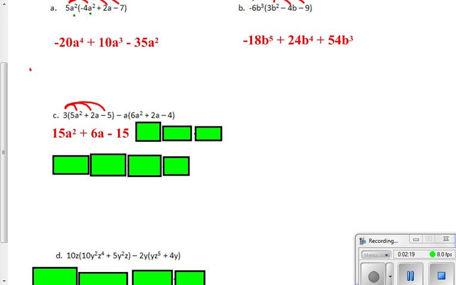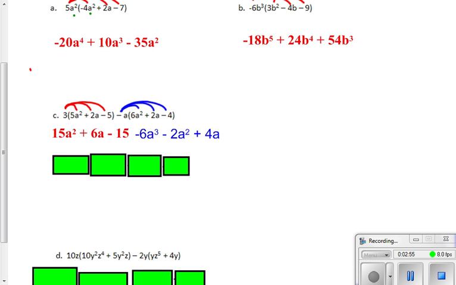The second group, you are distributing a negative a. So I'm going to distribute my negative a into all of those terms. Negative a times 6a to the second, I would get negative 6a cubed. Negative a into 2a is a negative 2a squared, and negative a into a negative 4 would be a positive 4a.